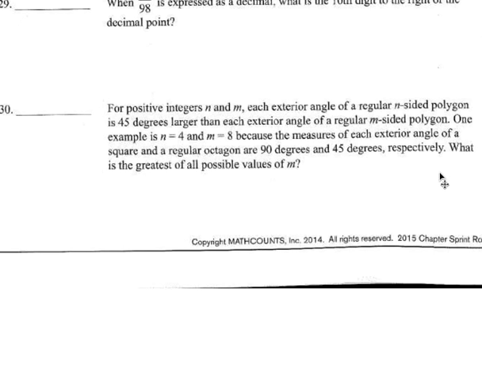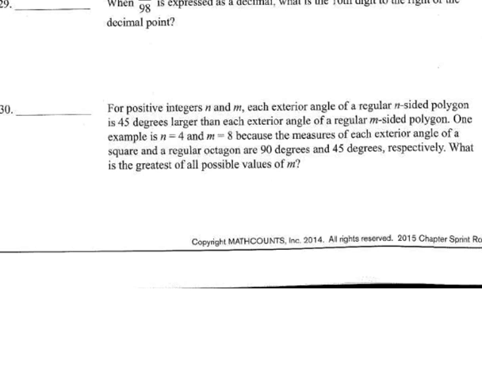Okay, so this one I'm going to have troubles with, right? So what is the greatest possible value of m, where m is the exterior angle, m is the exterior side of the polygon. So here's what I'd be tempted to do. I'd be really tempted to make a table out of this one.